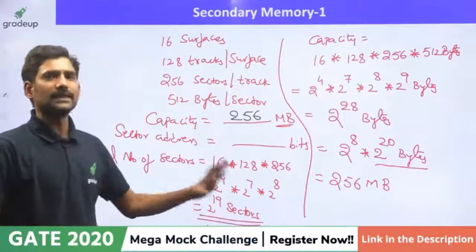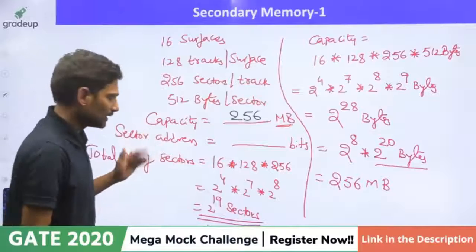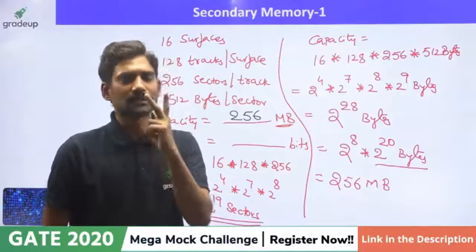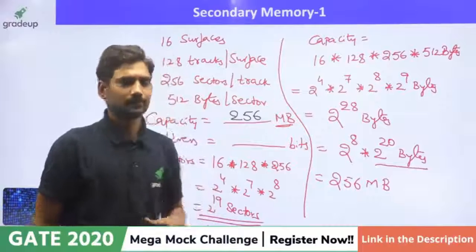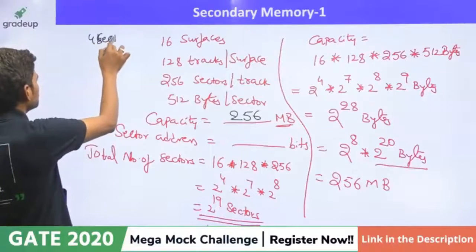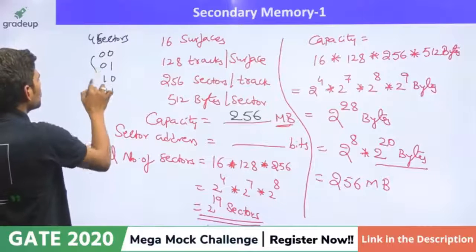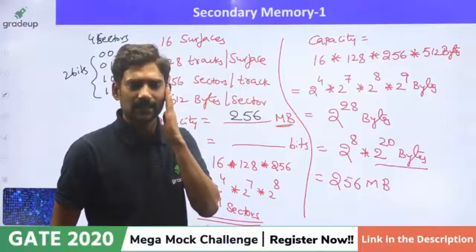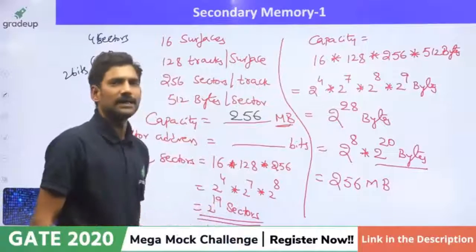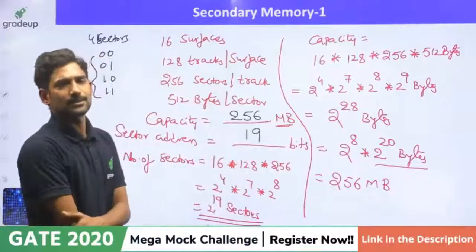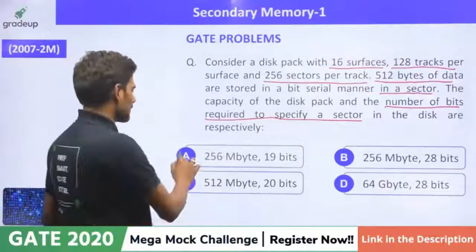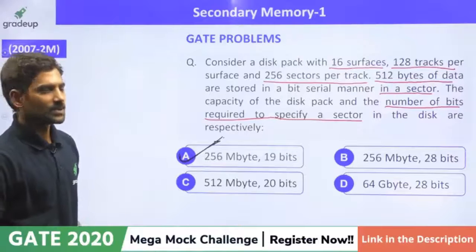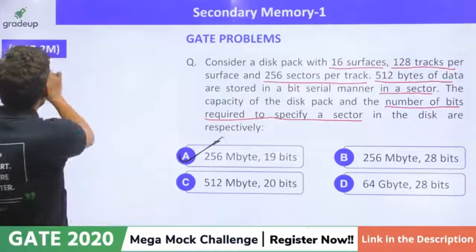So when there are 2 raised to 19 sectors, how many bits would be required for any sector? 19 bits. When this is 2 power I, I bits are required. Like when we have 4 sectors, 2 bits are sufficient: 0 0, 0 1, 1 0, 1 1. Isn't it? If you have 8 sectors, 3 bits. So if you have 2 power I sectors, I bits are sufficient. So when you have 2 power 19 sectors, 19 bits are required. That is the answer. So what is the answer for this question? 256 megabytes and 19 bits. Simple question, but it's a GATE question. You got this in 2007 GATE.